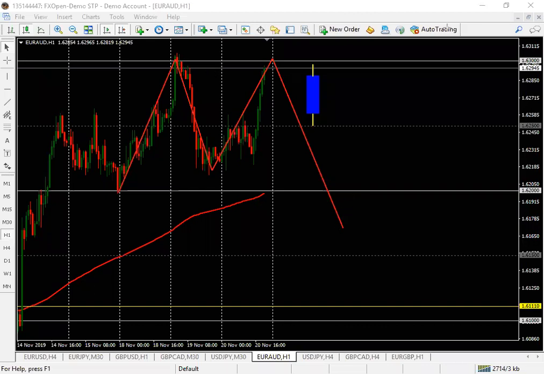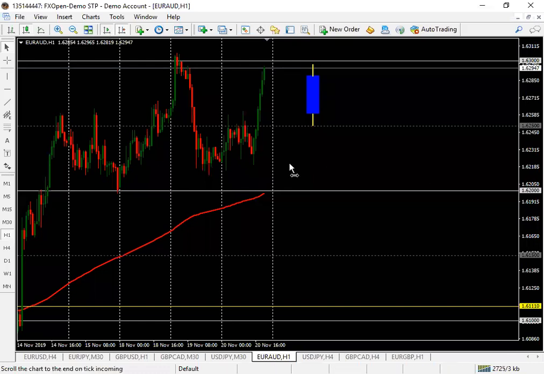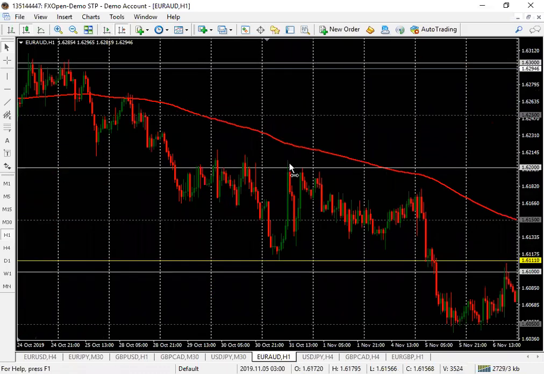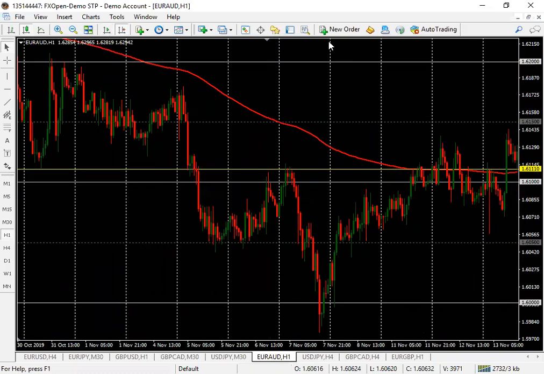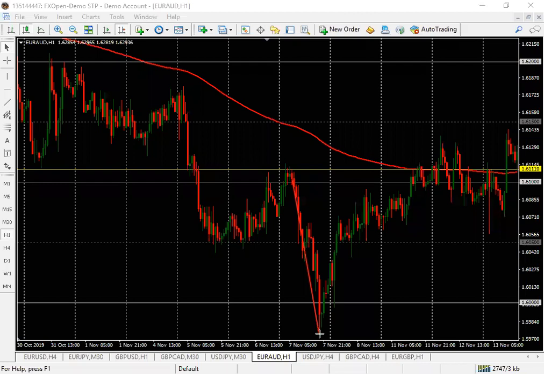I'll go back a bit. Okay, and you can see here we have what some people have termed a V bottom. This is what's called a V bottom. Market drops down, boom, forms what looks like a V shape.